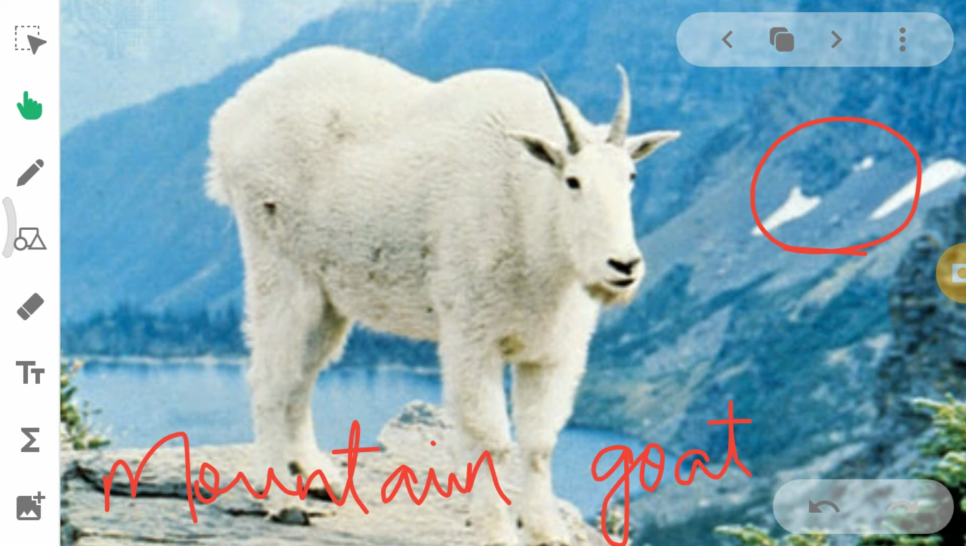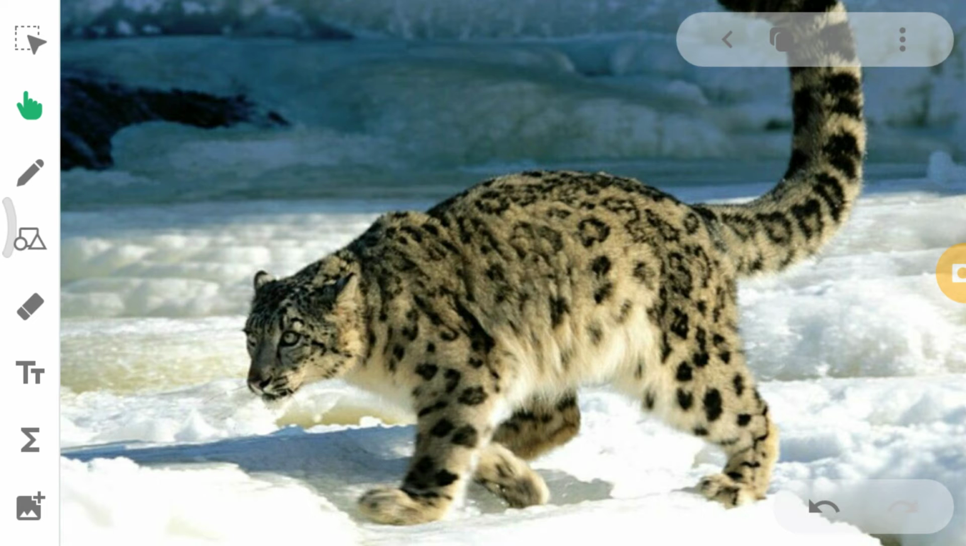Now let us go to the grasslands. See, this is a mountain cheetah.